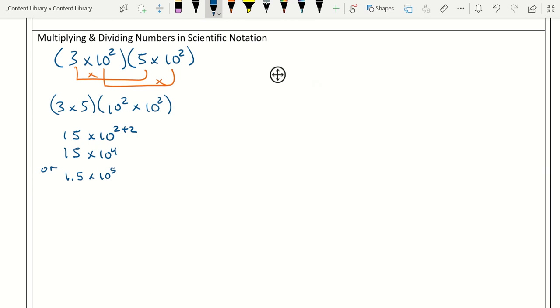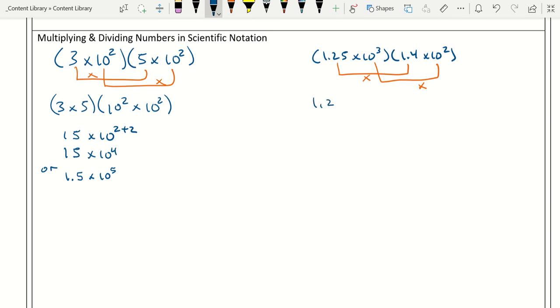Another example. 1.25 times 10 to the 3 times 1.4 times 10 to the 2. So what we'll do is we'll take these numbers here, multiply them together, and take these numbers here, the powers, and multiply them together. So same idea as before.